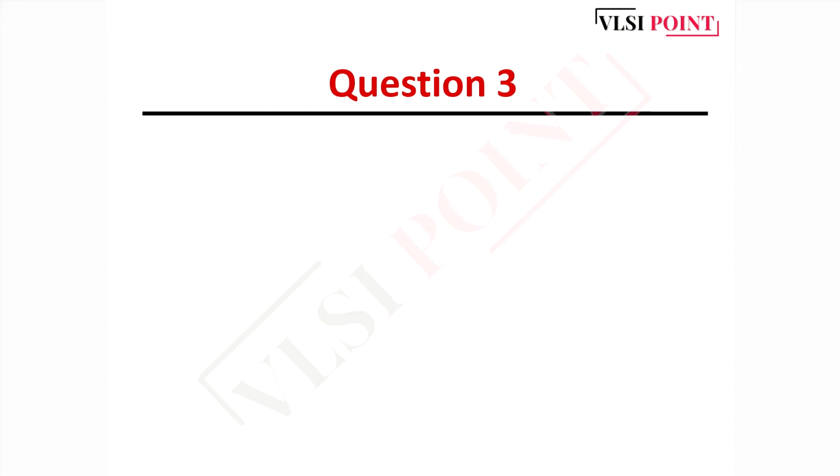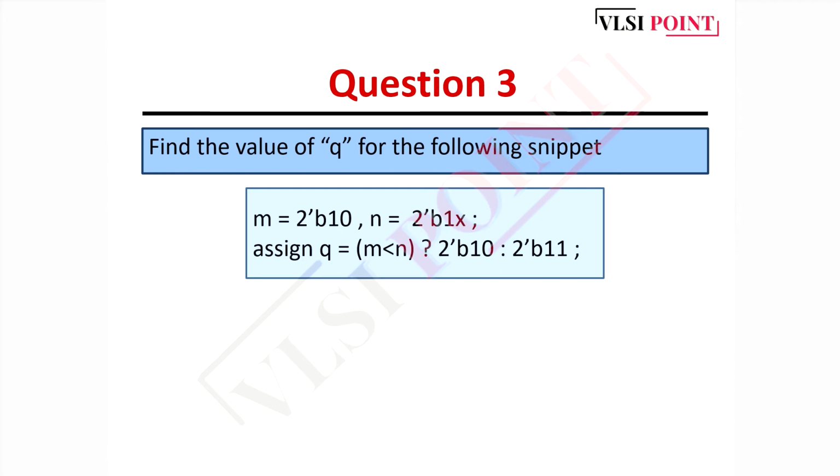Now coming to question 3. Question 3 is find the value of Q for the given snippet. Here M is 2'b10 and N is 2'b1x. Now we have to assign to Q variable, and there is a conditional operator, and here the expression is if M is less than N. If this expression is true, then we have to assign 2'b10 to Q.